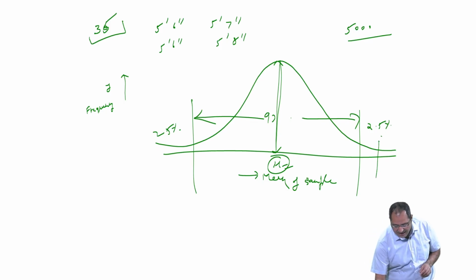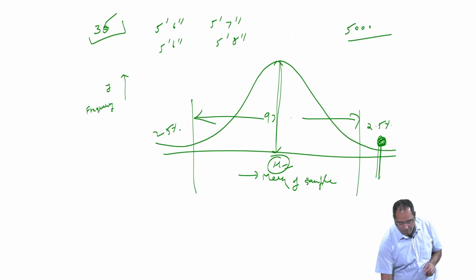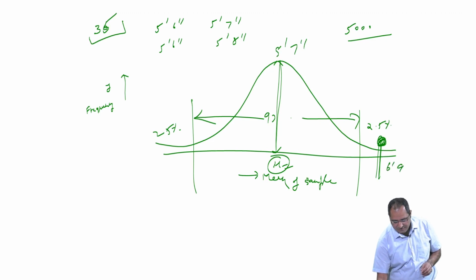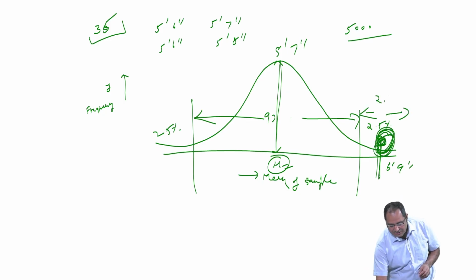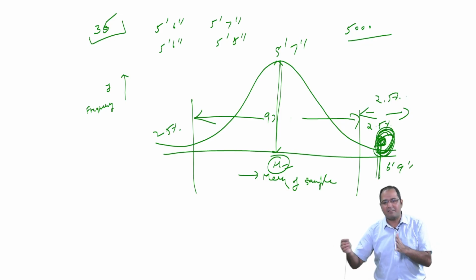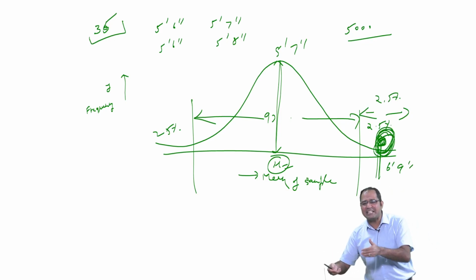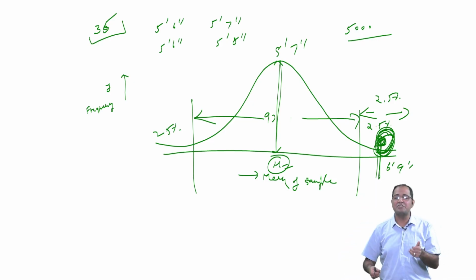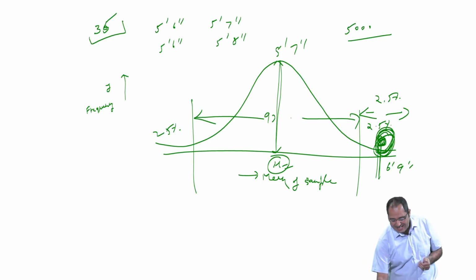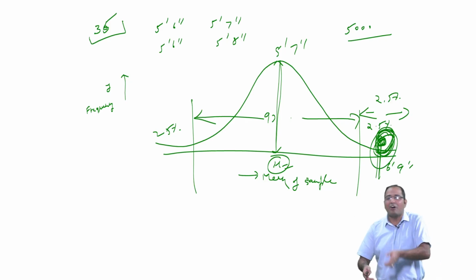If a sample is here, so let's say sampling, the population mean is 5 feet 7 inches. This is 6 feet 9 inches. If for a particular sample I find a value here, it is very unlikely because it is falling in the 2.5%. So some of the samples are very, very unlikely to happen, because if the population mean is 5 feet 7 inches, it is very unlikely that I get such a sample. Still, it is possible because I got a sample.